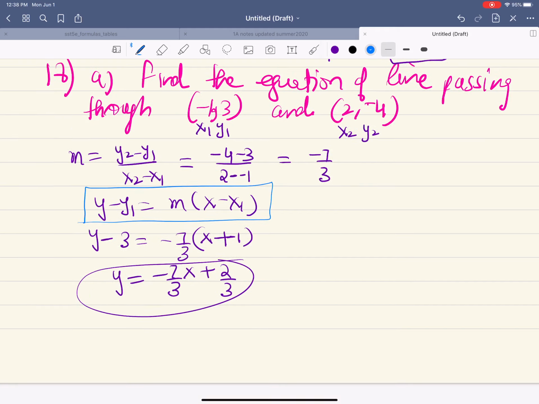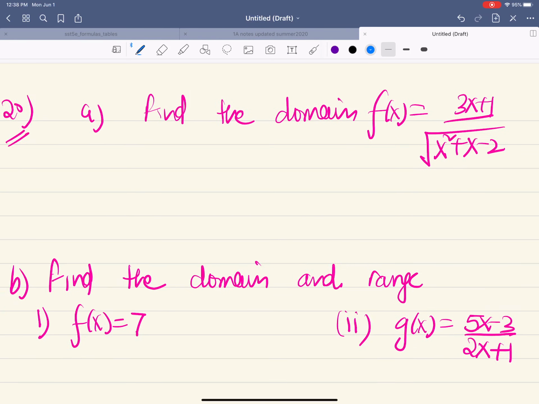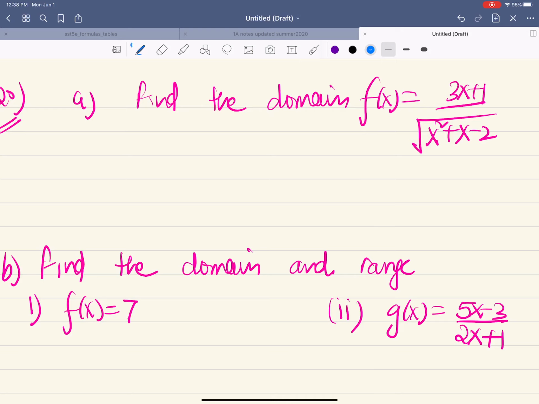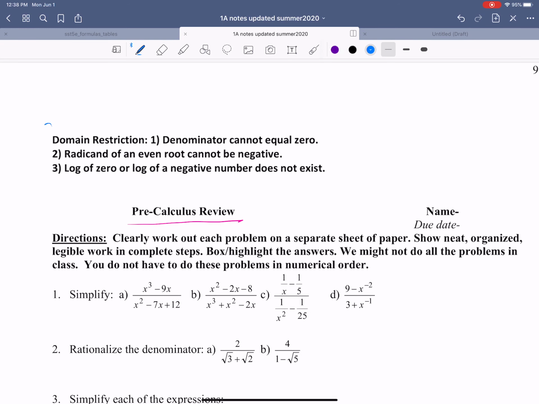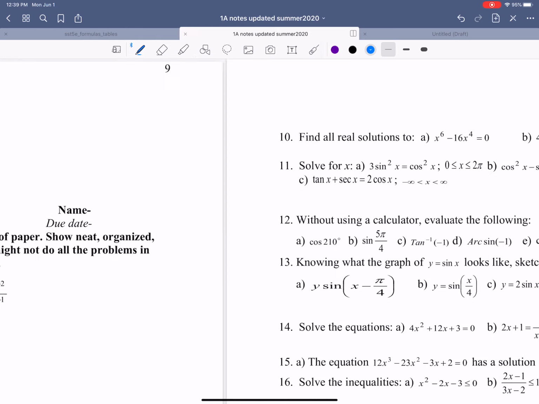Okay. Next problem we have is number 20, part A. We're looking for the domain of this function. In the notes I talked about the domain restrictions. There are a few domain restrictions in algebra that you must have learned in college algebra. First, the denominator cannot equal 0 because that makes your function undefined. Second, the radicand of an even root cannot be negative. If you have a square root, fourth root, or sixth root, you cannot have a negative inside. Third, the log of 0 or the log of a negative number does not exist. These are the three domain restrictions you'll have to keep in mind.